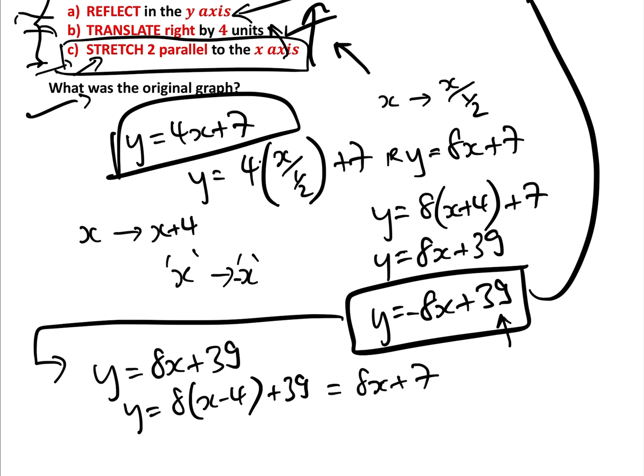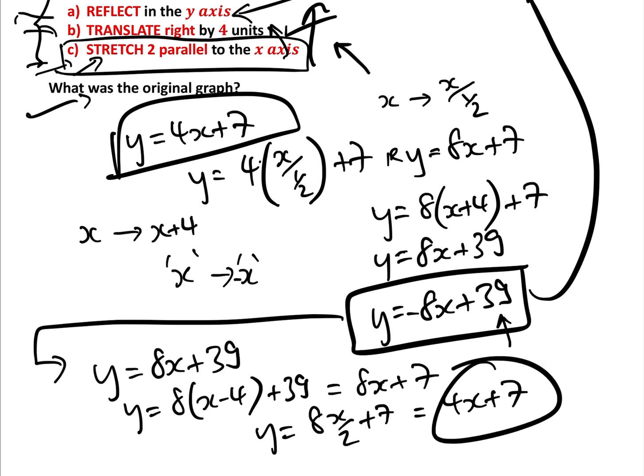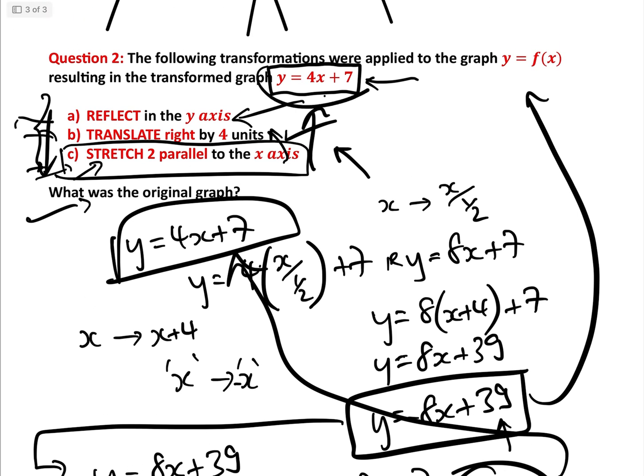And then we've got to stretch 2 parallel to the x-axis. Well, that means replacing x by x over 2. So that would be y equals 8x over 2 add 7, which is 4x add 7. So by applying these three the right way around, we have indeed got our end transformed graph. So that's the way you do that type of question.